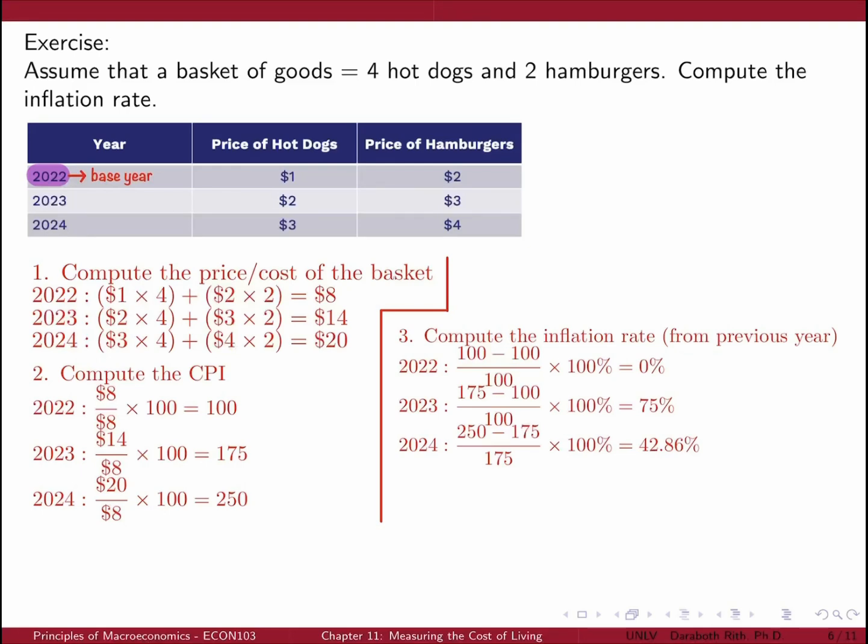Finally, calculate the inflation rate. The inflation rate represents the percentage change in CPI from the previous year. For year 2022, the inflation rate is 0%, as it is compared to itself. For year 2023, the inflation rate is (175 minus 100) divided by 100 times 100%, which results in 75%. For year 2024, the inflation rate is (250 minus 175) divided by 175 times 100%, equating to 42.86%.